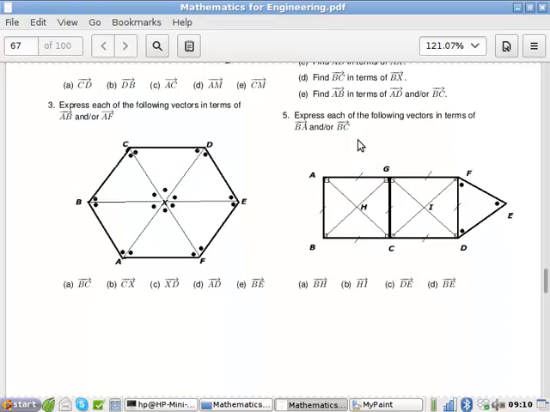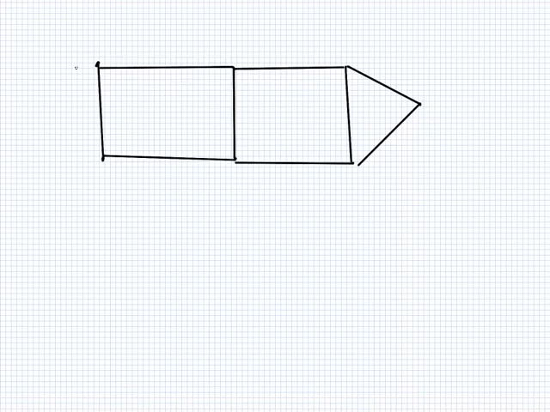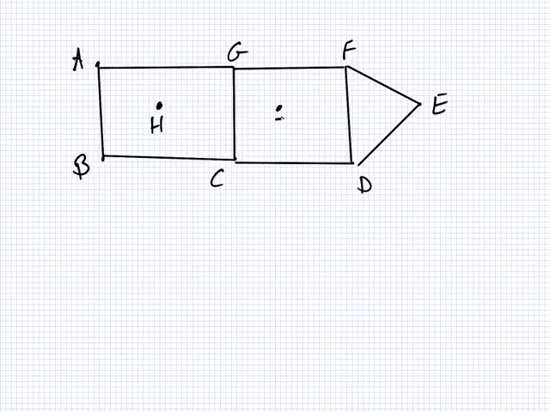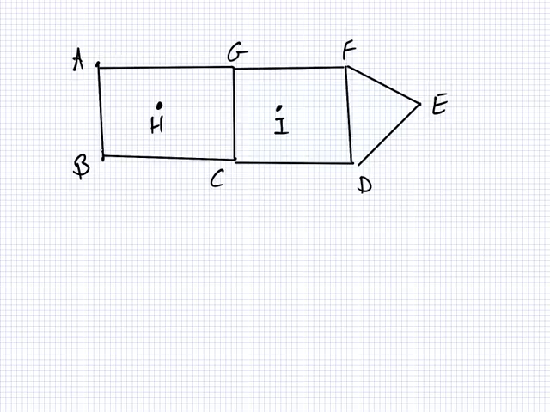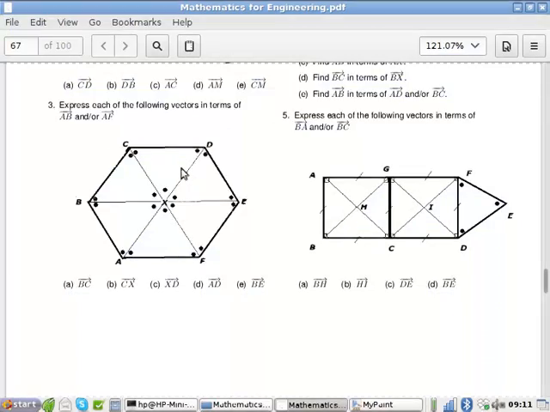This starts out A, B, C, D, E, F, G, H, I, and it's B, A, B, C. So this vector and this vector. And we're looking for DE.